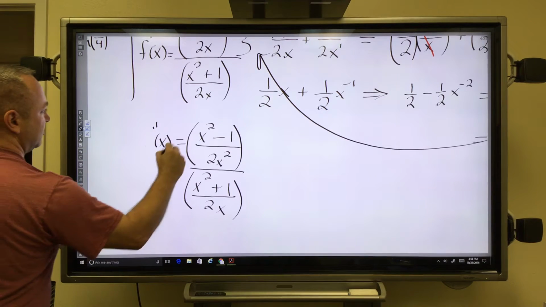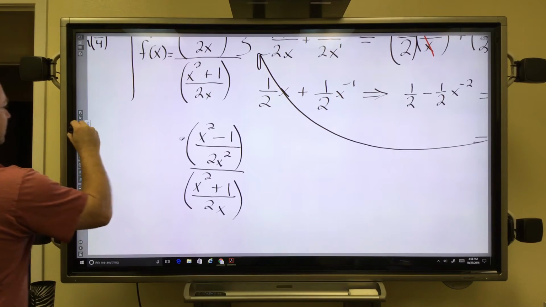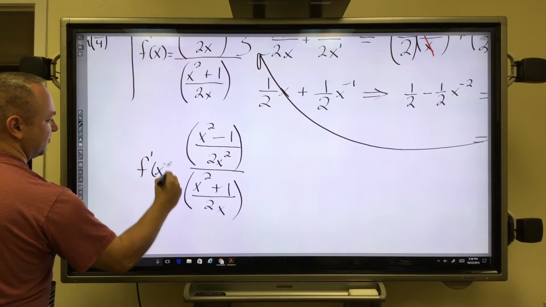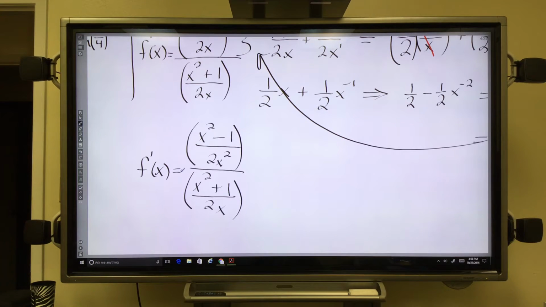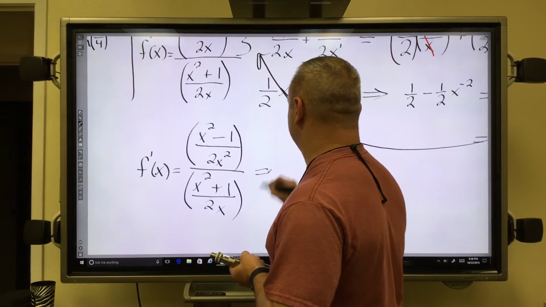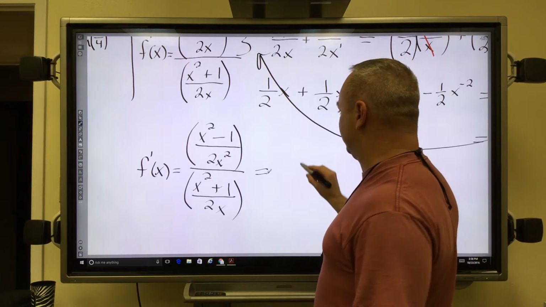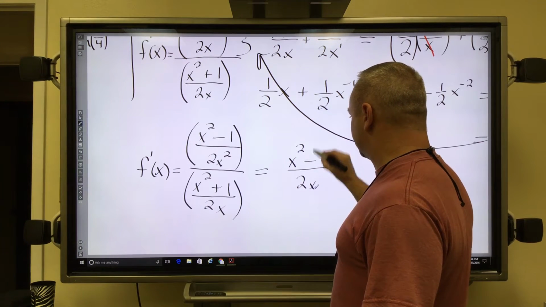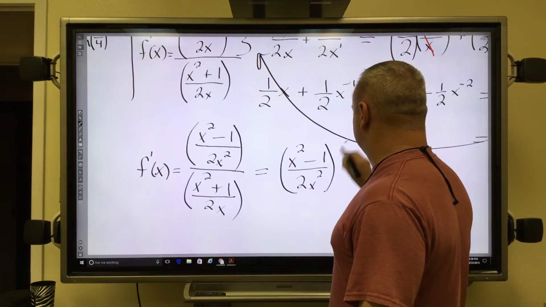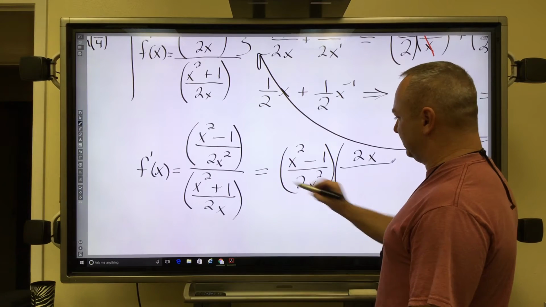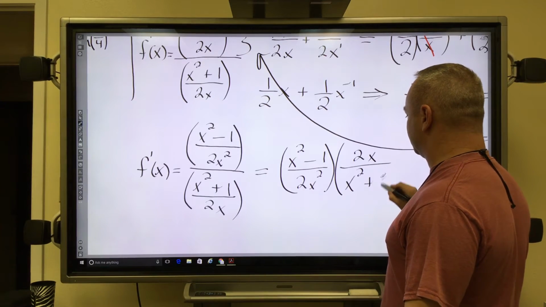Now, what we do with this: if you have two fractions that are divided by each other, what do you have to do? Multiply by the reciprocal. Right. I like to say flip and multiply because multiply by the reciprocal is a tongue twister. Do I need to do it? I don't need to do it, but I'll just show you real quick. So x squared minus 1 over 2x squared times 2x on top over x squared plus 1.